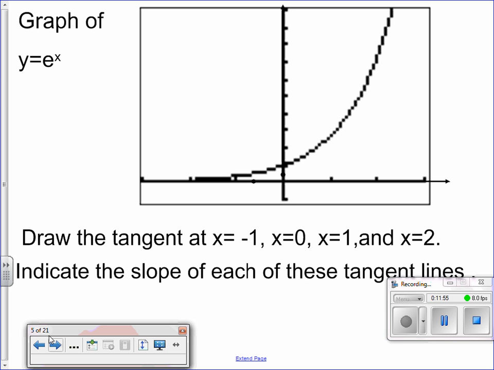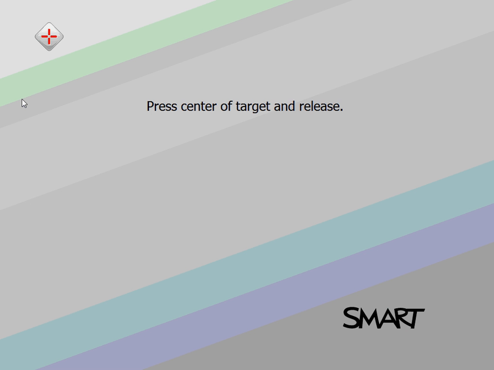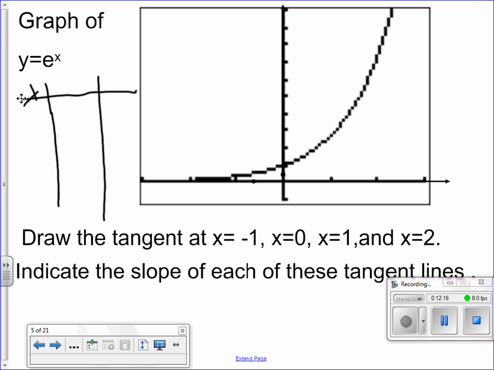And so what I want to do, I have a graph of y equals e to the x here. And what I'd like you guys, oh no, it's going to do it, I can tell. I'm going to try, but we'll see. Maybe it'll fix it for a few minutes. All right, let's try this again.